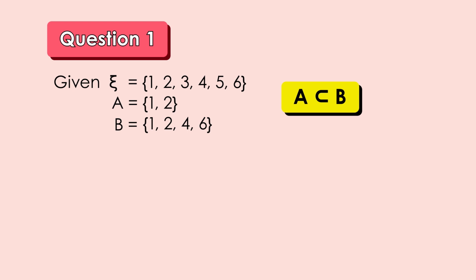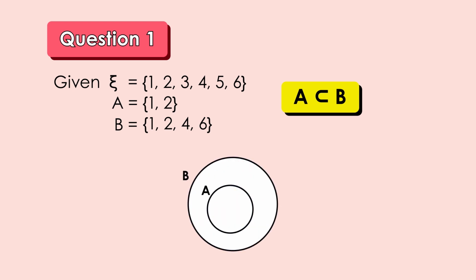Hence, in Venn diagram, we represent this as follows. Set A and set B will be represented in circles. As set A is a subset of set B, the circle of set A is drawn inside the circle of set B.